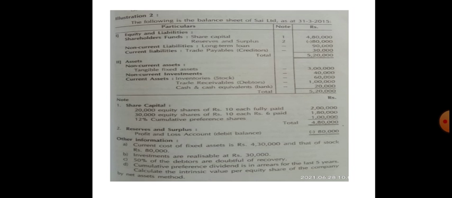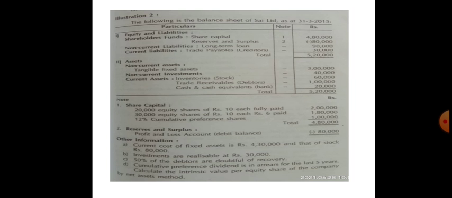And the 12% cumulative preference shares, rupees 1 lakh. This 12% is nothing but the dividend. The total share capital is rupees 4,80,000. Reserves and surplus, minus 80,000, is given in note number 2. The profit and loss account is a debit, which means a loss. 80,000 loss is given.